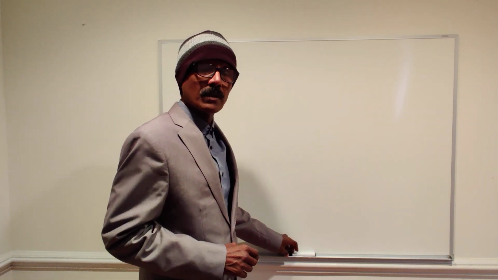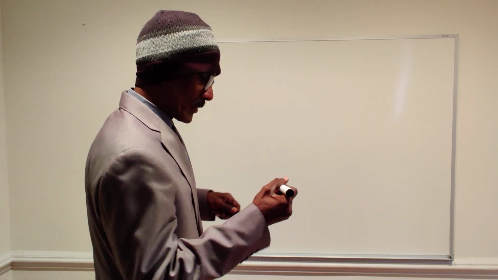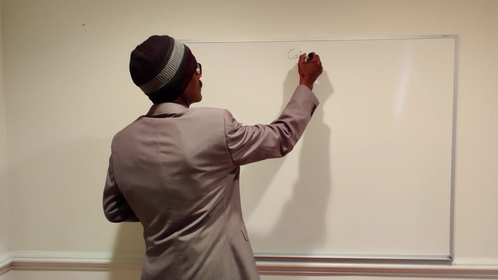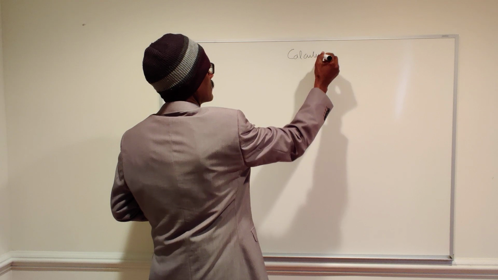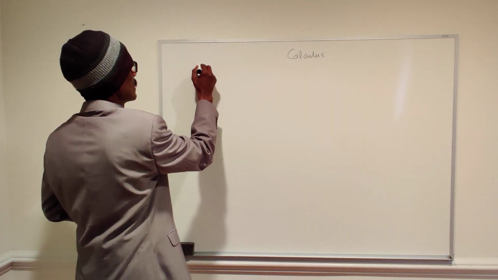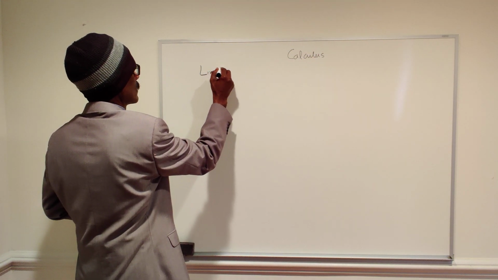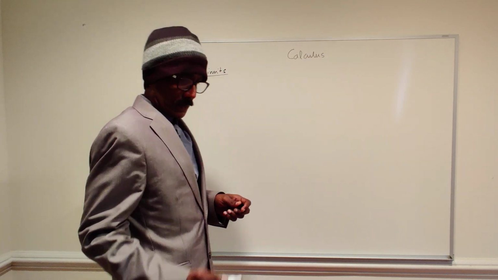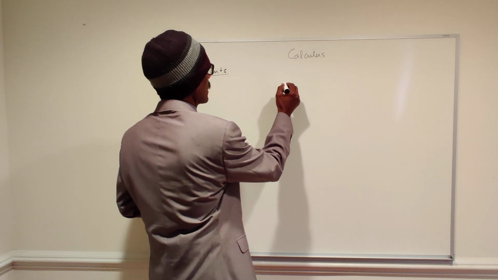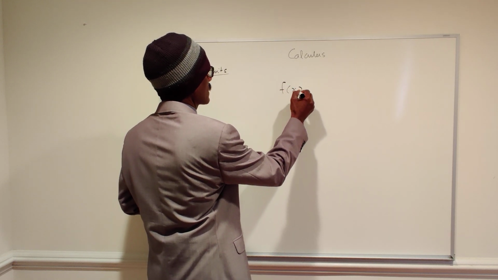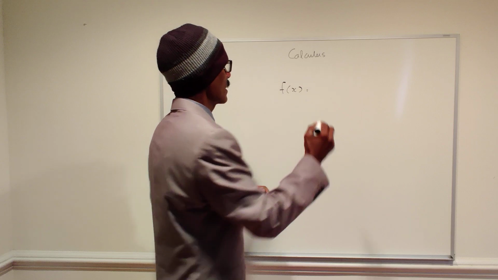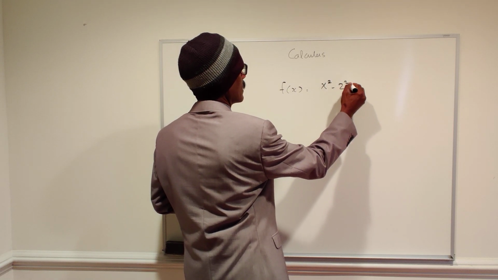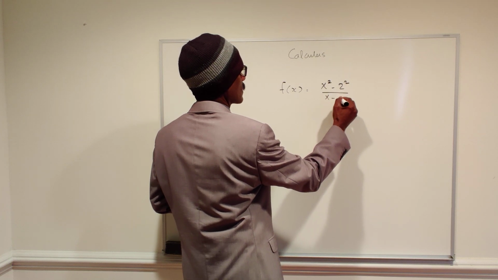I'm going to start limits. Calculus and limits. See, this is the function f(x). For example, f(x) is equal to (x² − 2²) / (x − 2).